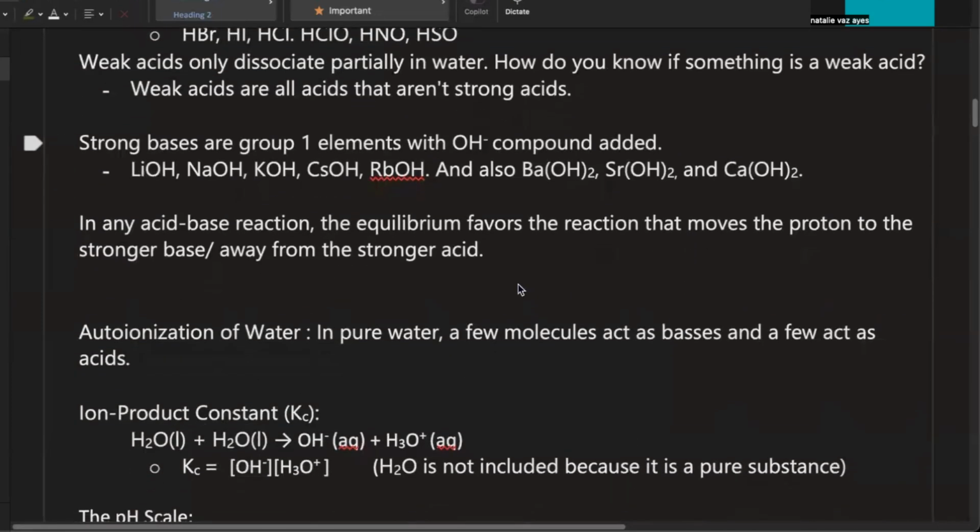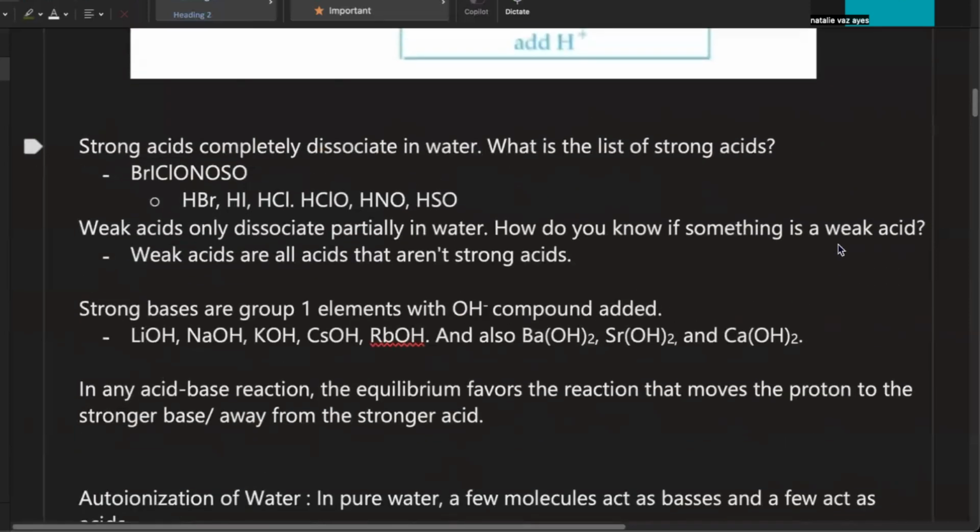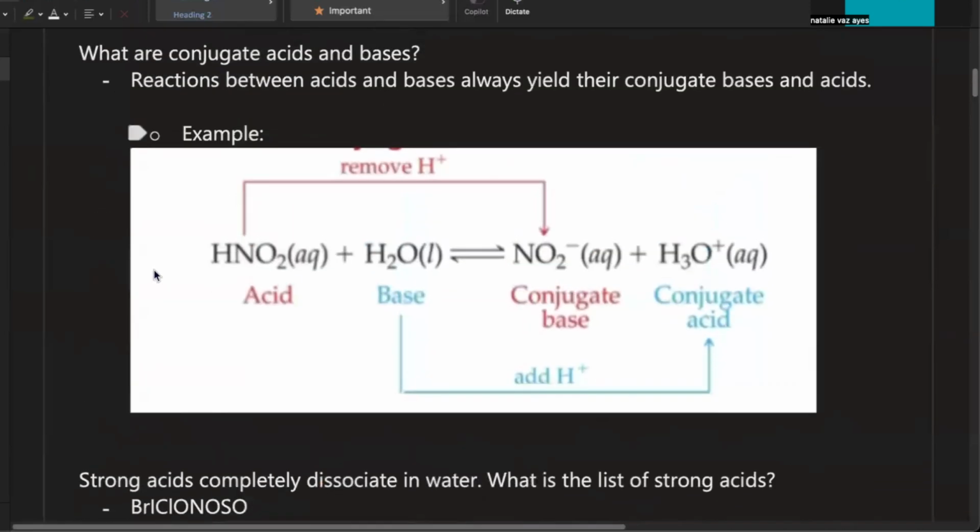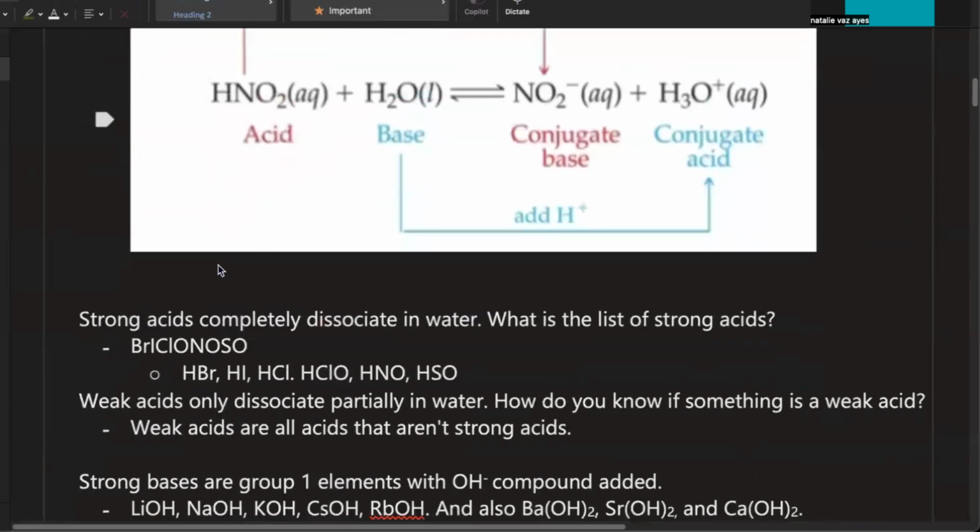So in any acid-base reaction, the equilibrium favors the reaction that moves the proton to the stronger base, away from the stronger acid. So going back up, we're going to notice that this is one of our strong acids.